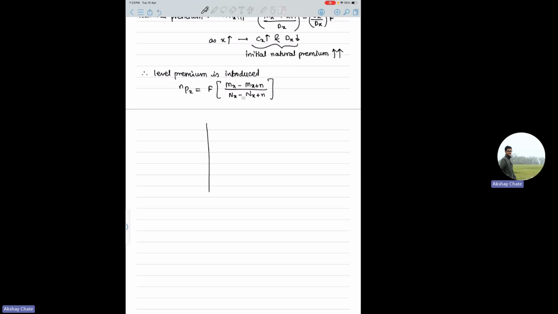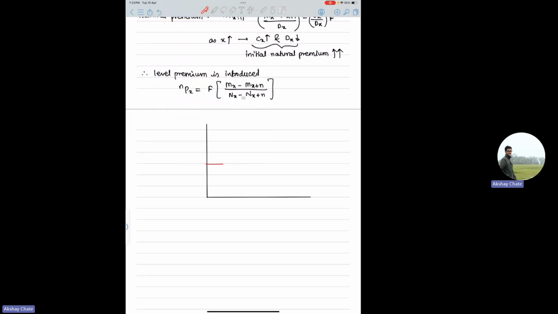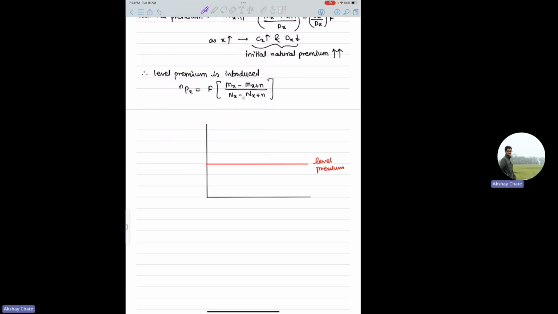So basically how it looks is like this. Since this is called level premium, it will be more or less level. Something like this. So this is your level premium. And then you have something called natural premium.